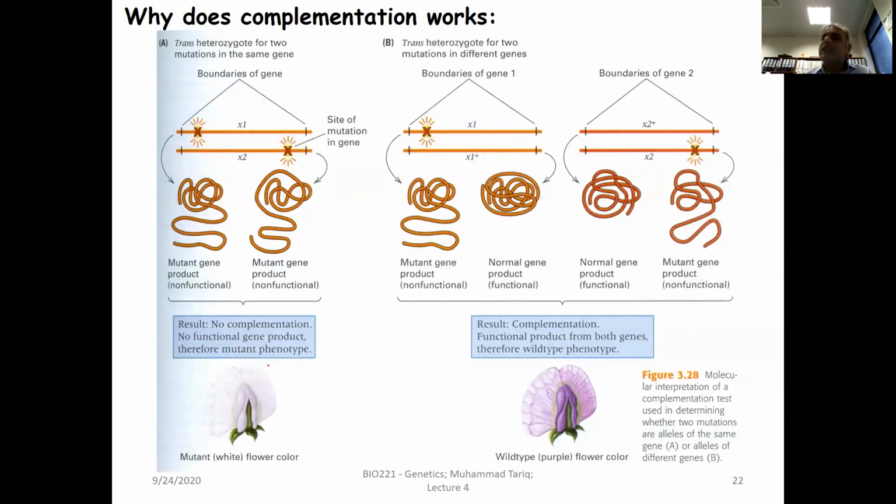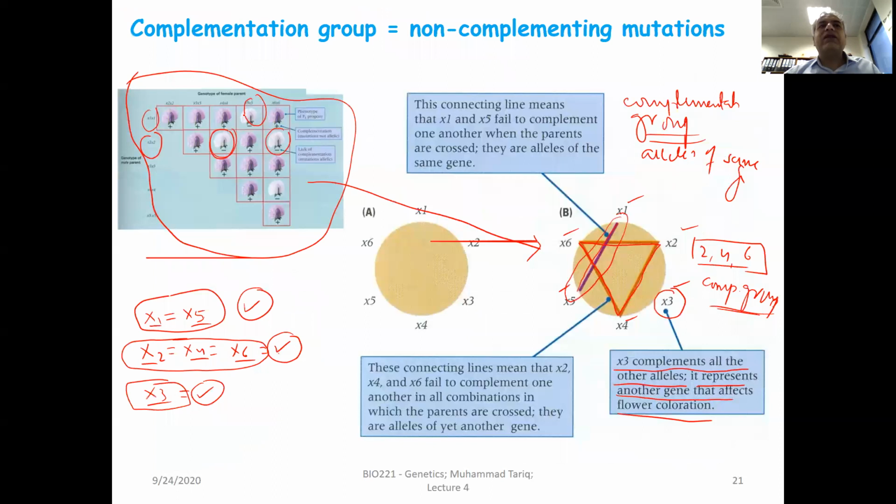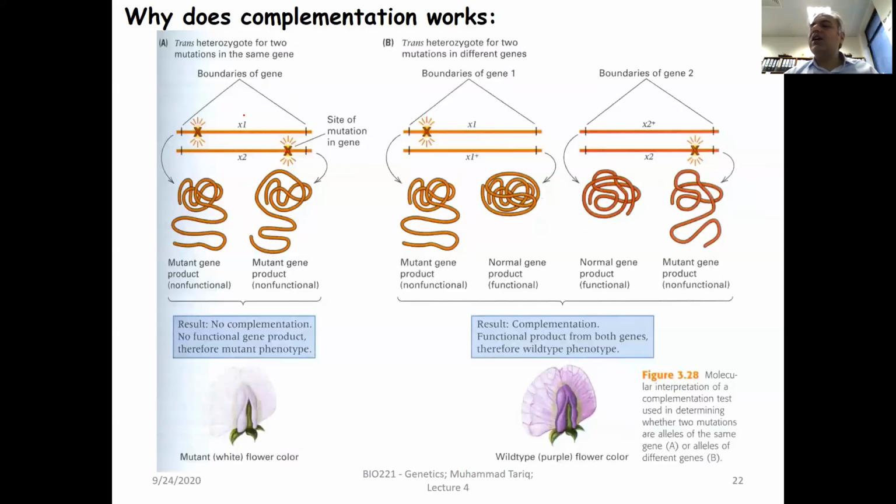And this is the molecular level. This is the last slide, and this is what is happening. In a hypothetical scenario, if X1 and X2 are mutations in the same gene, they will fail to complement each other and we will get white flowers.